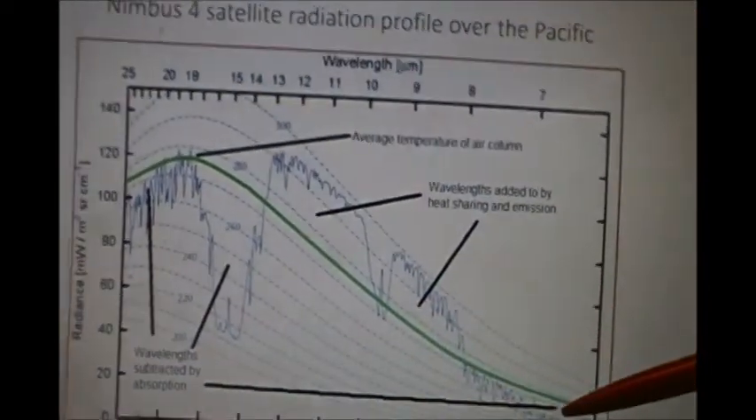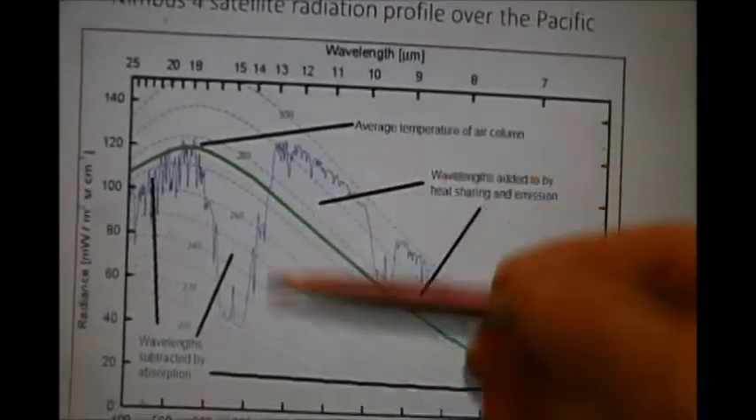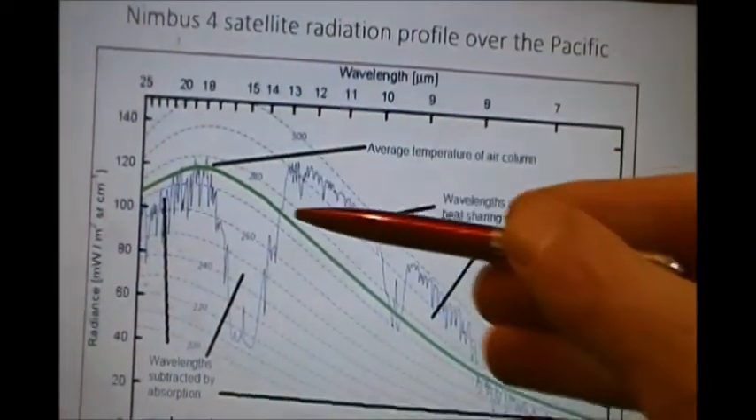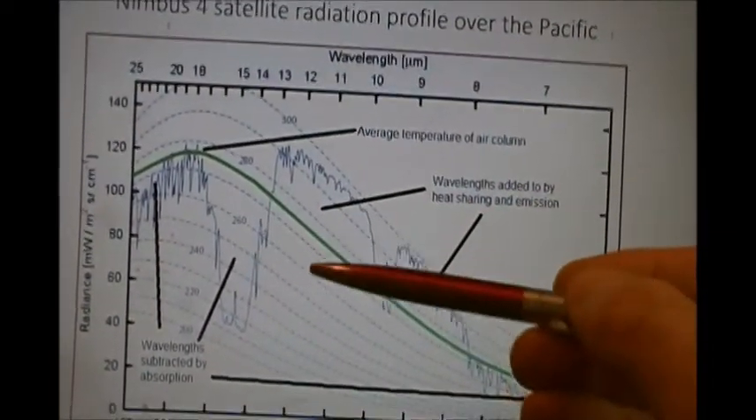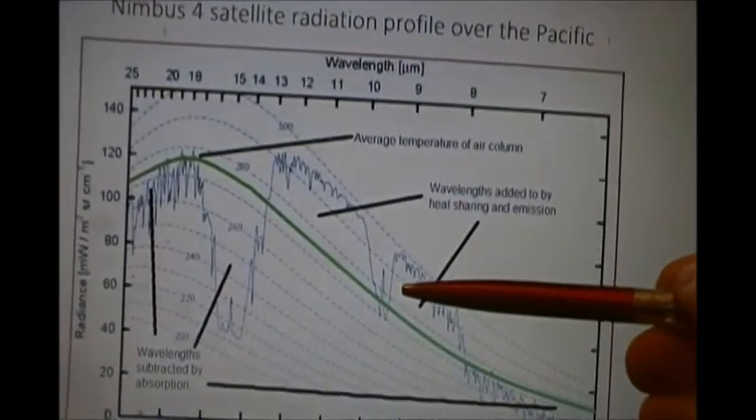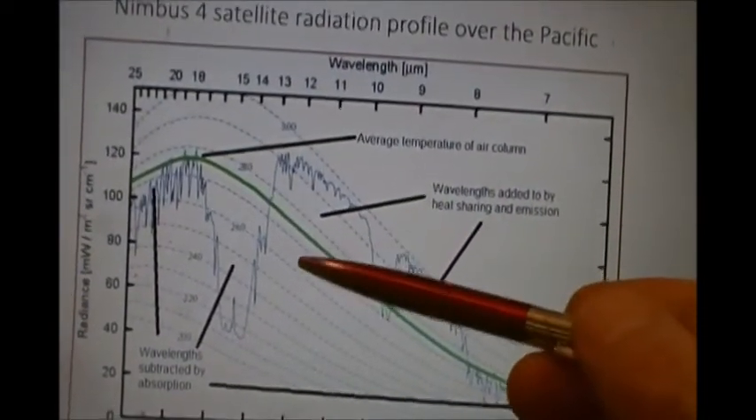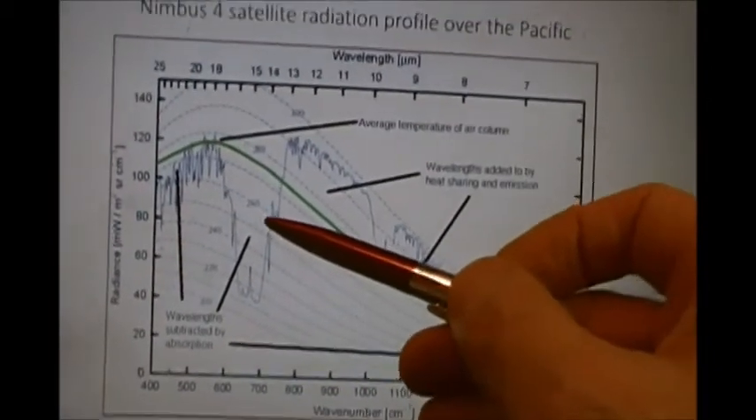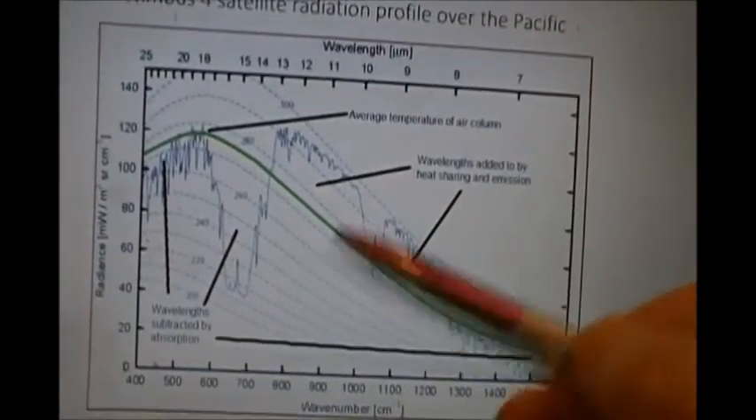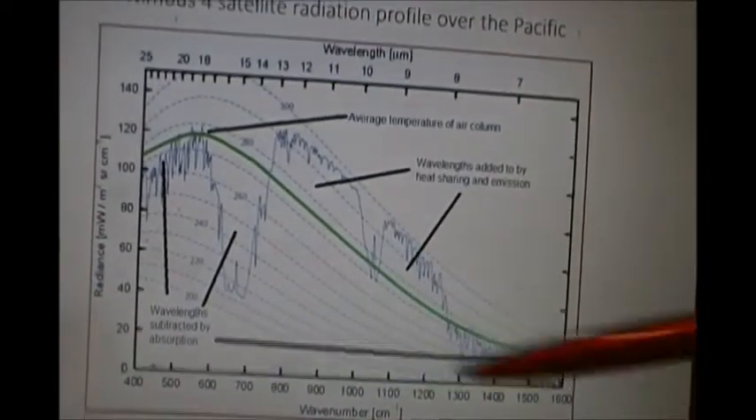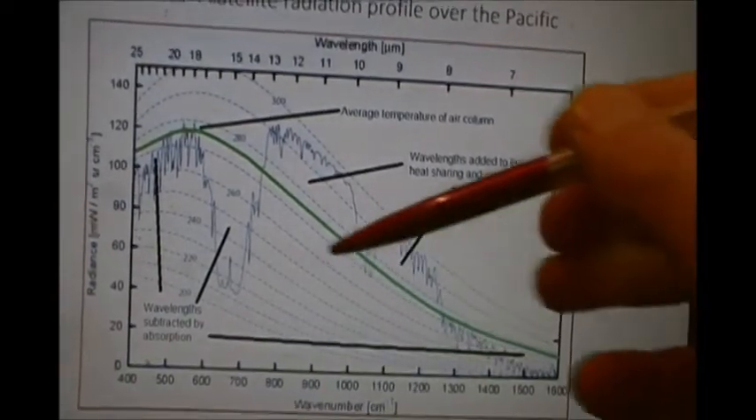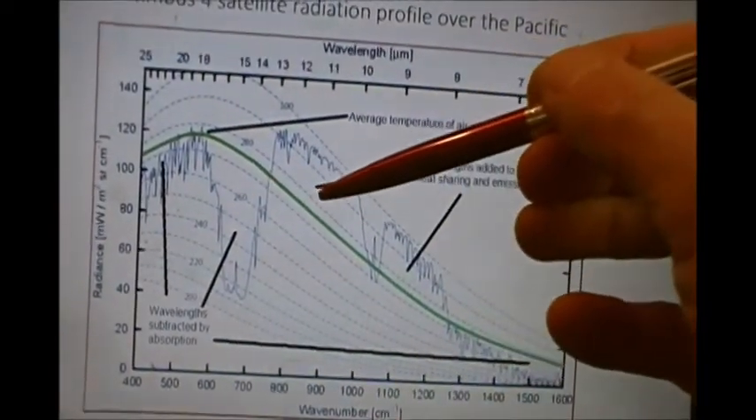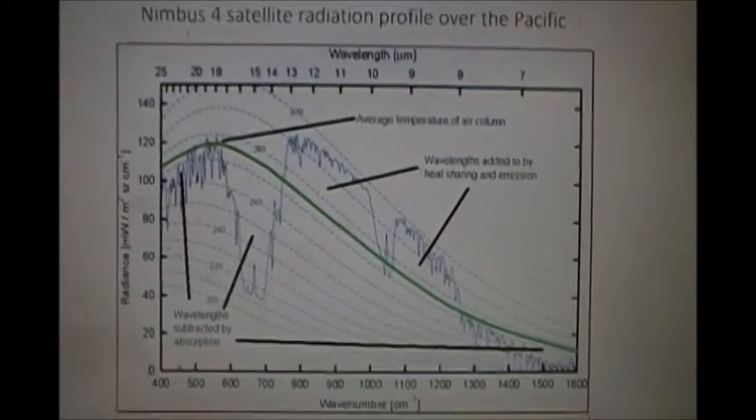So if we add up all of the area under this curve, that's the total temperature of the air column. Some of the wavelengths are depleted, other wavelengths have a surplus because of that conversion factor, where the greenhouse gas is absorbing certain wavelengths, sharing the heat with other molecules, and then all the molecules are giving off a random amount. The whole process results in a deficit at some wavelengths and a surplus at other wavelengths. And that's really how the radiation is working.